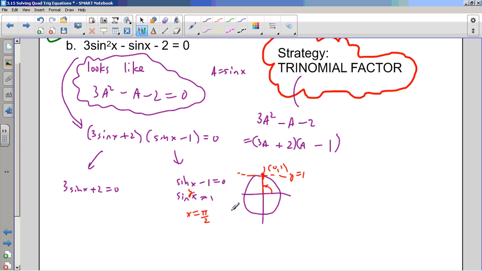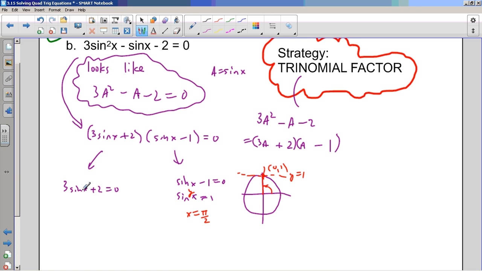And I could have got that same thing from the graph. That's an easy one, right? Special angle, one solution. I suppose I could put the plus 2 pi n there to get all solutions, but that's the principal solution. How do I deal with this other one over here?